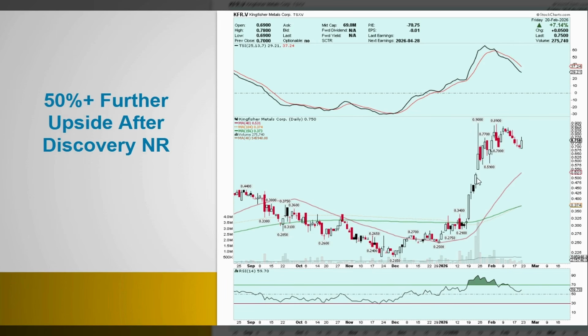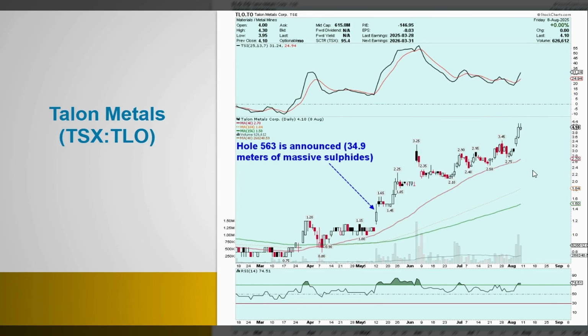This was a Thursday, and this is what it did on Friday. It consolidated for a bit, but then it pushed back up to near 90 cents, right? So this was a very good setup. You could have bought the morning of the news release, and within a very short period of time, you almost doubled your money in Kingfisher. And this was absolutely a new target area. It was a step out hole.